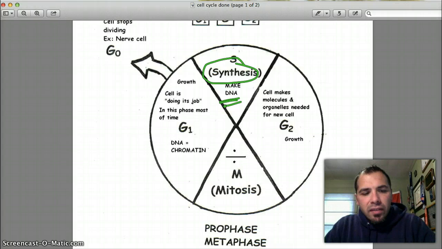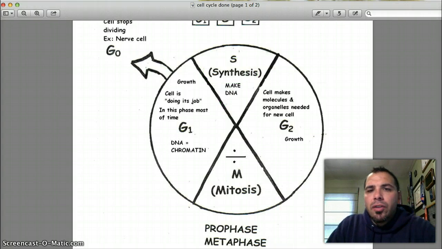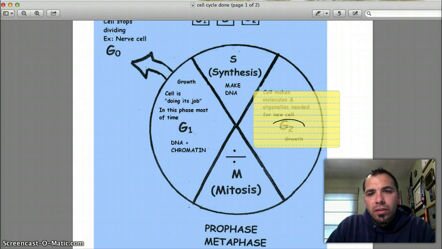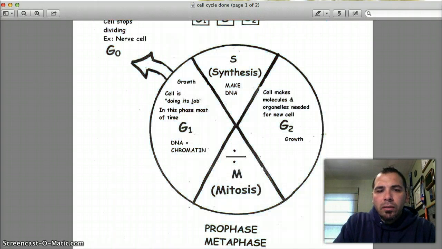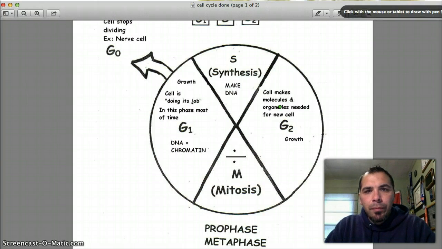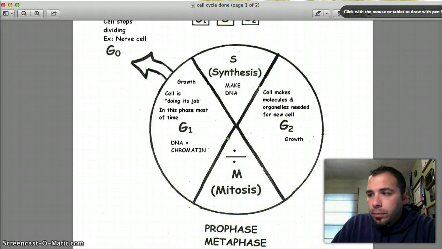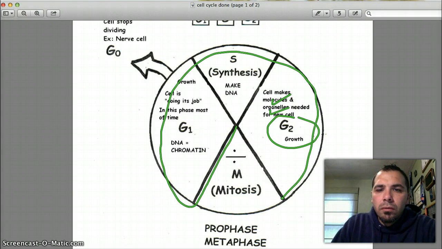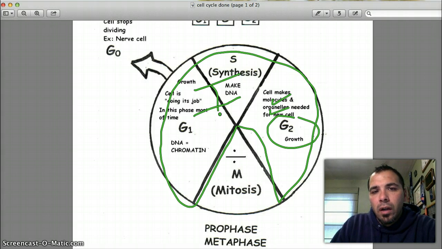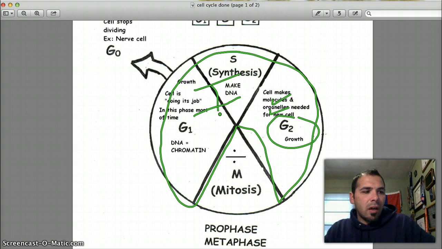So that's the synthesis. And then G2, we're just having all kinds of problems today. Let me get this fixed real quick. I'm trying to get all fancy, it doesn't want to work out. So over here at G2 is our growth phase. Cells make molecules and organelles needed for the new cell. So again, from here to here is all interphase. All right, G1, S, G2. You should be able to tell me the three phases and what occurs in each.